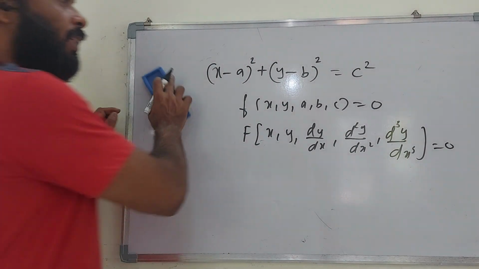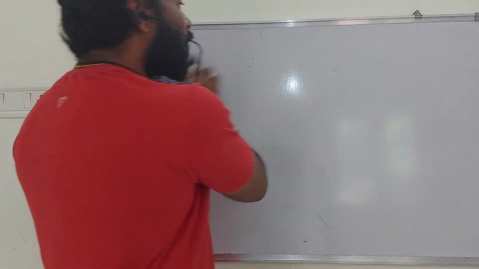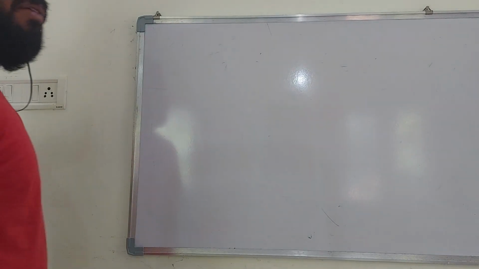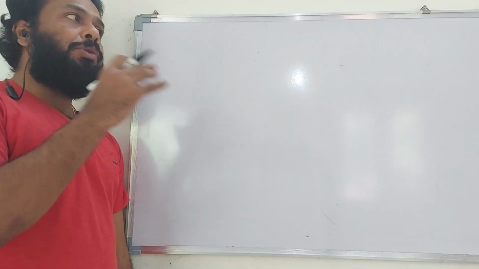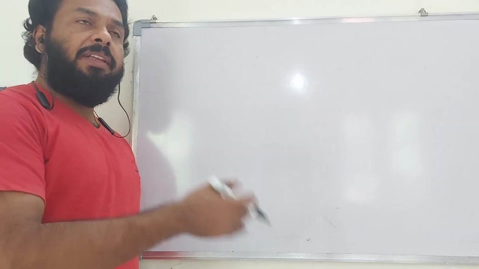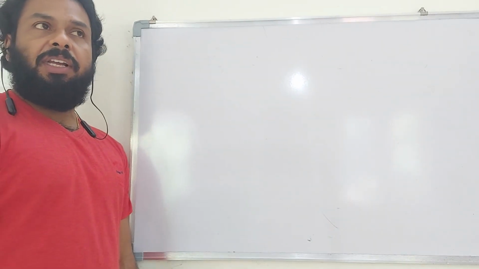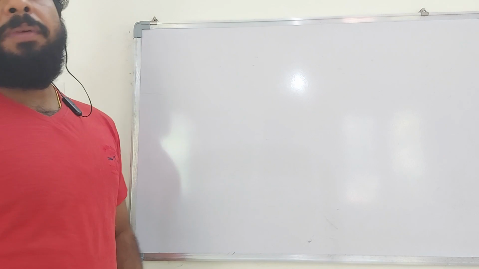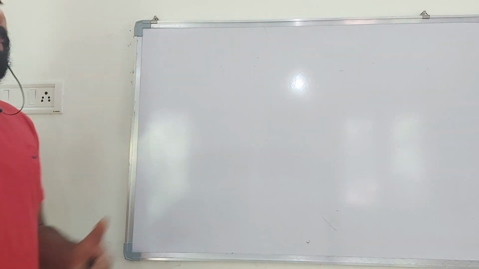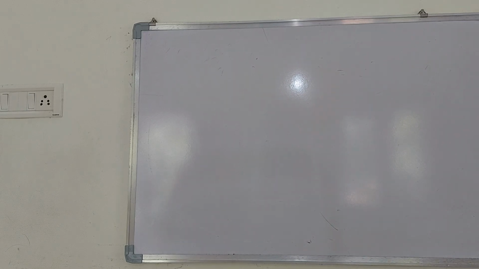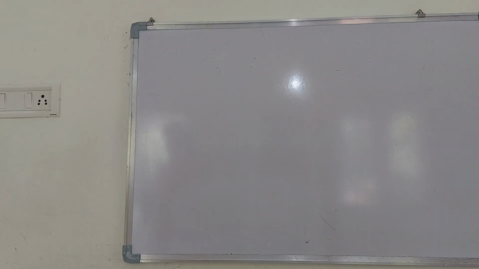So the only point is that if we consider a one parameter family of curves, by eliminating the parameter we get a first order differential equation. If we have a two parameter family of curves, by eliminating the two parameters we get a second order differential equation, and so on. So we can consider some problems relating how we can form the differential equations from given relations of x and y.